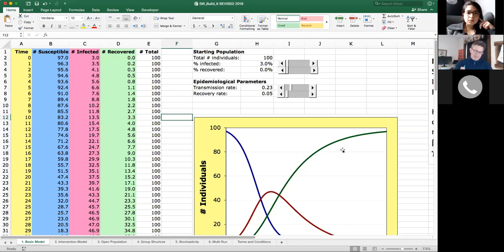So let me just make sure I'm understanding. This is a standalone Excel file that will work on most modern versions of Excel. Is there a particular version?